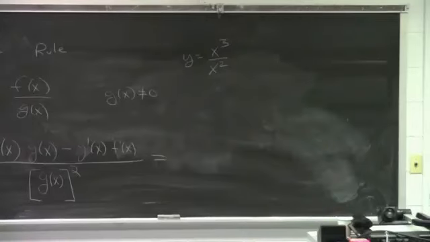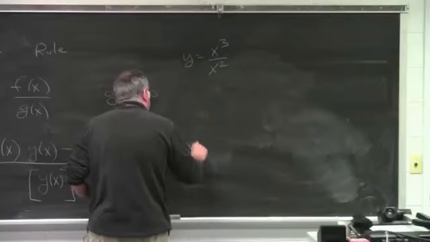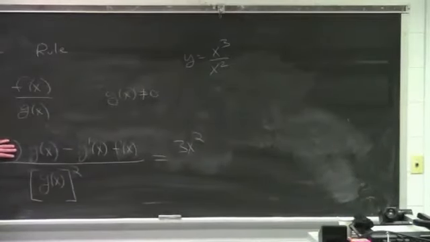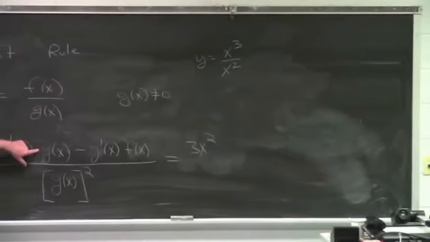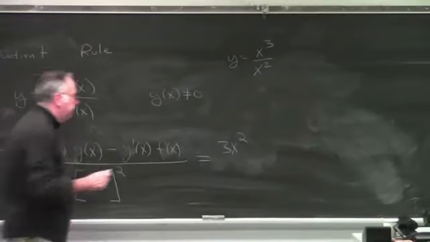Heather, I think you said it. Yeah, 3x squared. You bring that 3 down, multiply it times x to the 3 minus 1 power, so it's 3x squared. That is your f prime of x. But you multiply that times g of x, so what are you going to multiply that times? x squared.